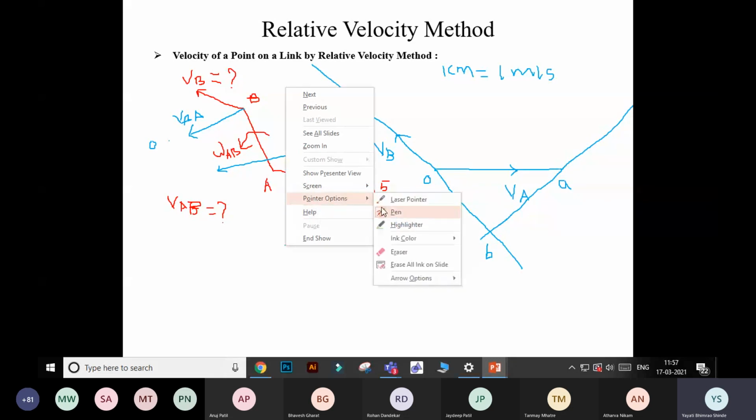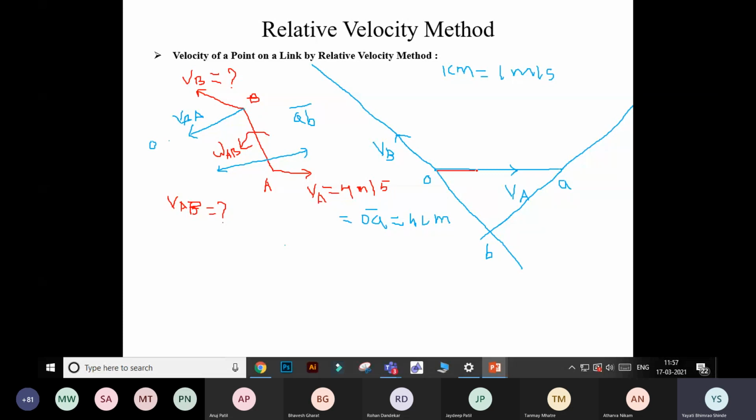Means you will get the vector diagram here. First, vector OA is your velocity A. Then the next vector OB is nothing but your velocity of B. And the next vector AB is nothing but your velocity of B with respect to A. Now show the direction towards this B.